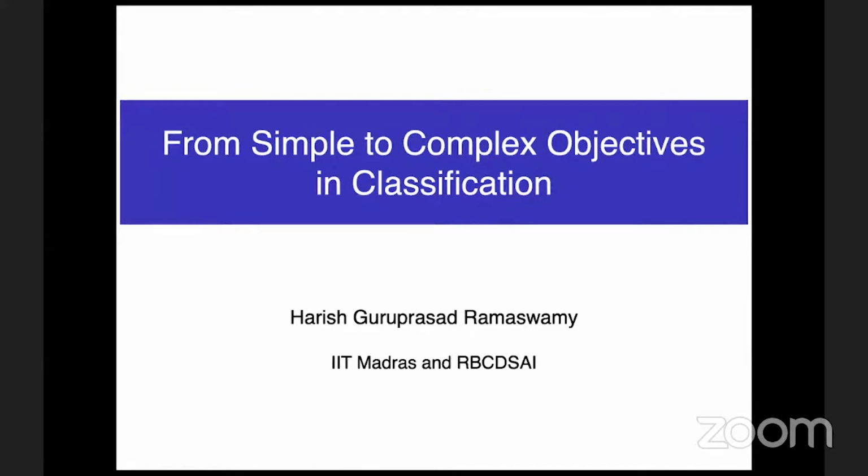The title of my talk is simple to complex objectives in classification. I'm hoping that at least some of these terms are familiar to you. I'm hoping that you know what classification is, but even if not, I'll try and explain what it is. The crux of this talk is going to be what are really simple objectives and why do we need complex objectives? And you will see the transition from the algorithms which have simple objectives to algorithms which actually are helping in solving complex objectives, right?